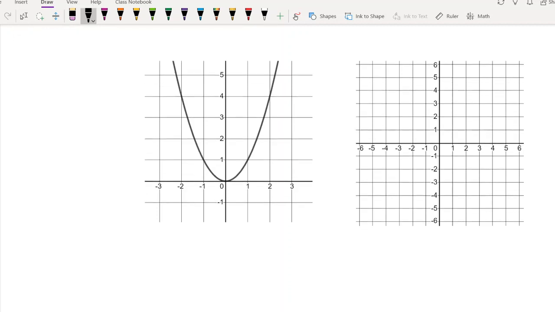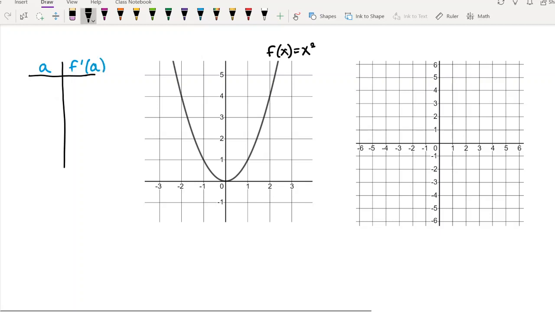As a warm-up, I want to look back at the first example we did in our video on Friday, f of x is equal to x squared. And I want to calculate the derivative for a few different values of a. So we're going to fill out a table here where we have different values of a, and then what the derivative is at that value. We already did the tangent line at 1 in last time's video. I want to do -2, -1, 0, and 1.